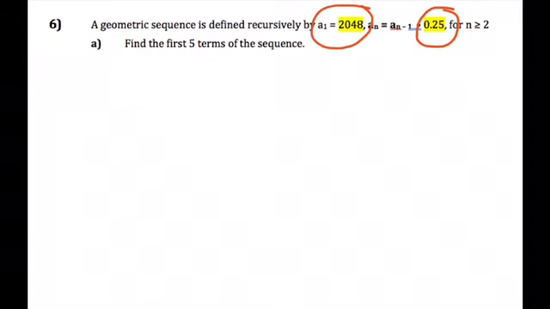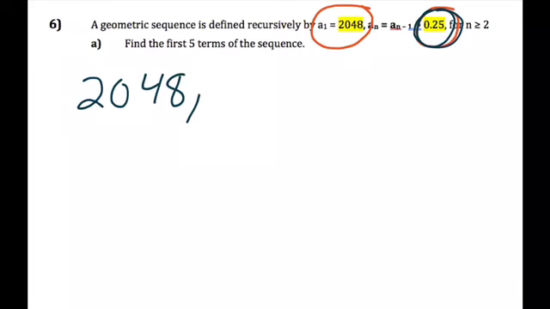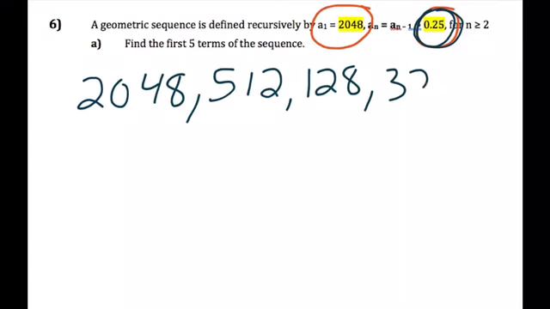We know the first term is 2048, and we're told that to find the second term, we need to just multiply by 0.25. So 2048 times 0.25 is 512. 512 multiplied by 0.25 is 128. 128 multiplied by 0.25 is 32. And 32 multiplied by 0.25 is 8. So there are the first 5 terms in the sequence.